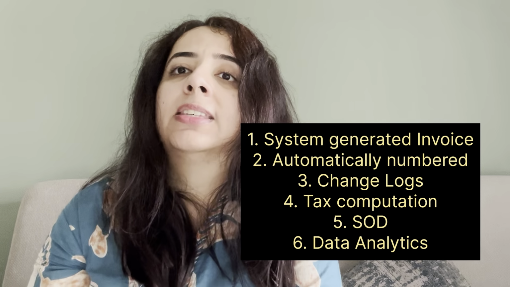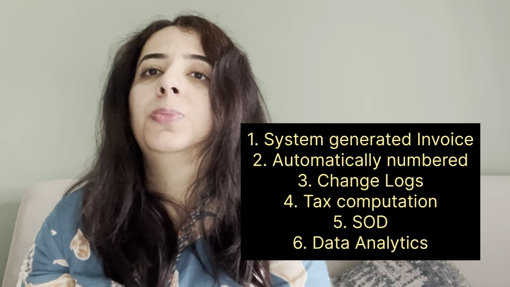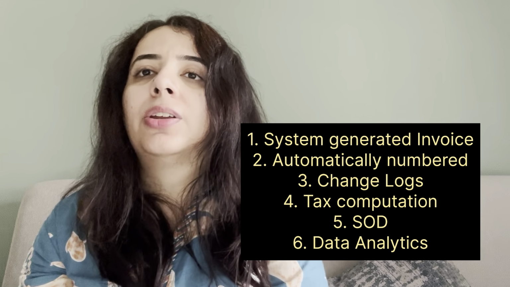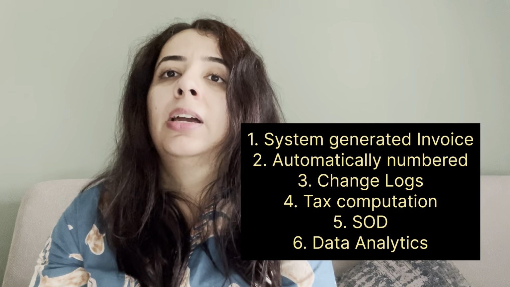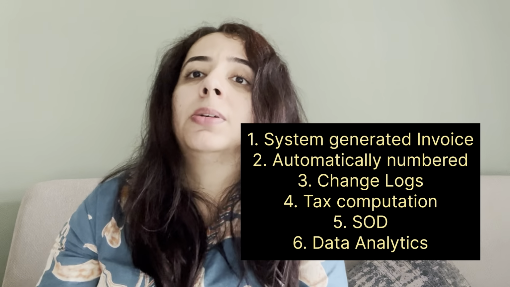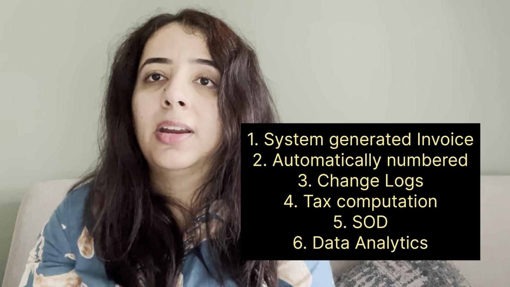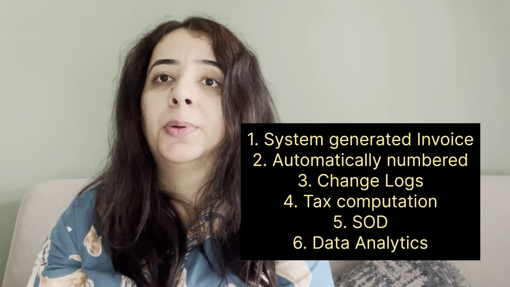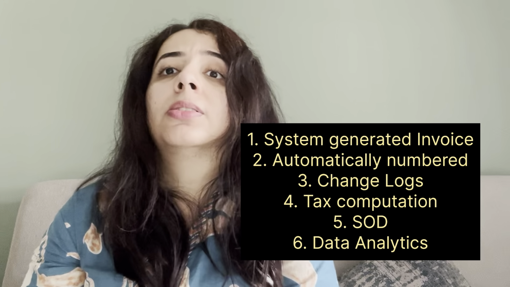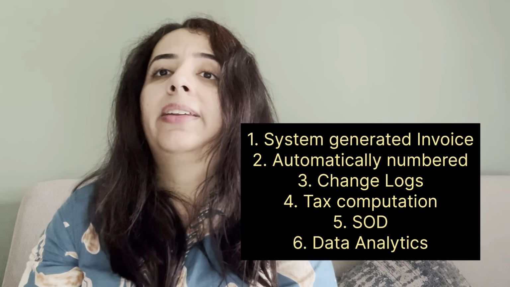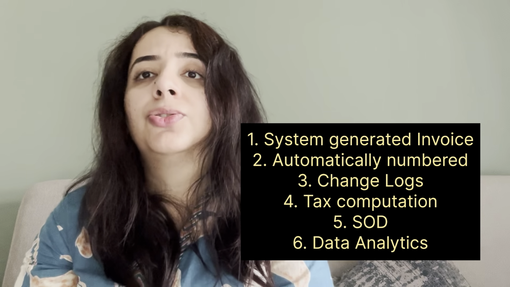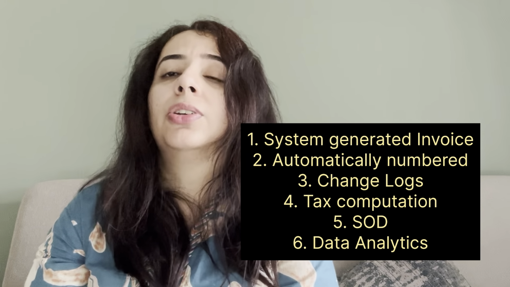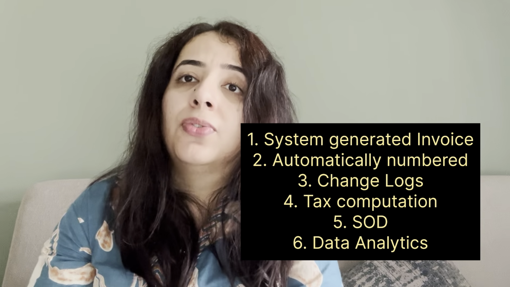So as an auditor, you can check whether there is system generated billing, which means that the invoice is automatically generated once the delivery is made, and whether the invoice numbers are also automatically generated by the system to make it tamper proof. Second, you can also look for change logs to identify if there have been any changes to the invoices and whether the changes have been duly approved and are authorized.